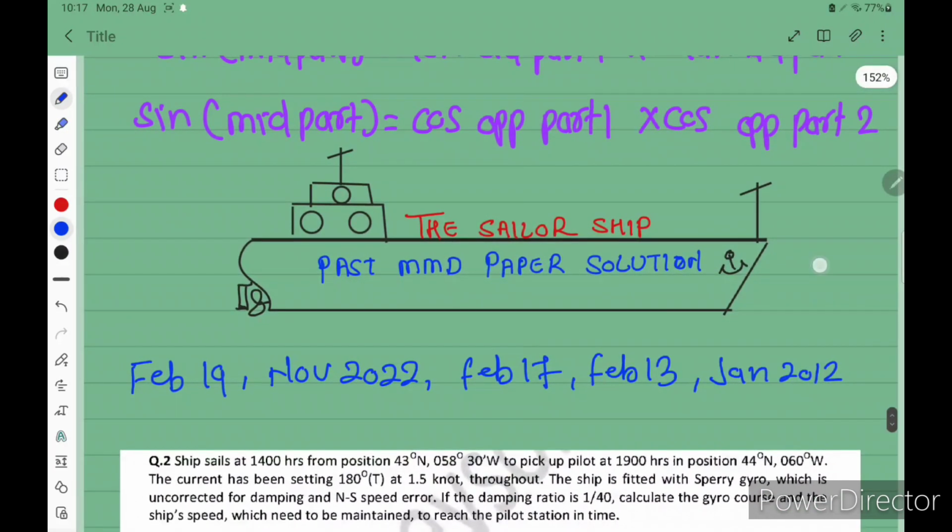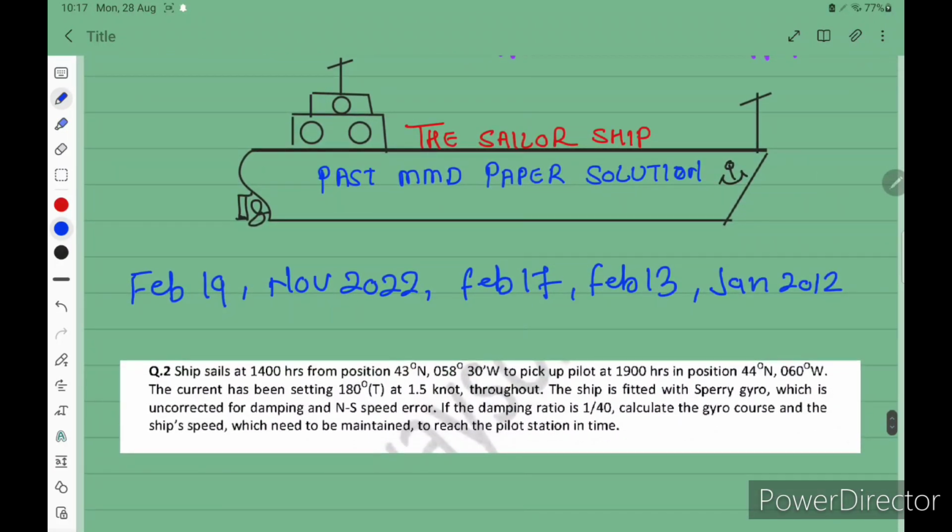Okay, now I'm going to solve the numericals which came in past memory papers in Feb 19, November 22, Feb 17, Feb 13, Jan 12. These numericals come several times. So in this video I am going to solve two numericals which come very frequently.